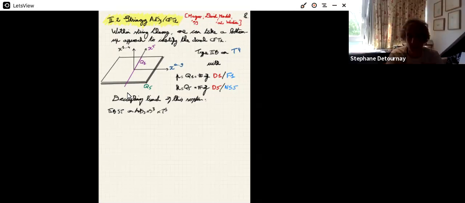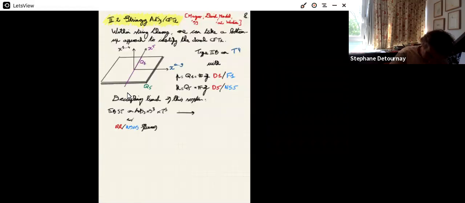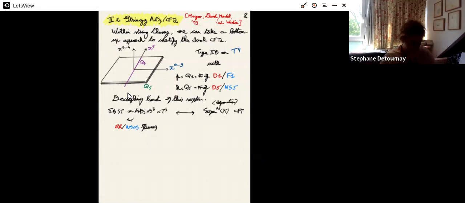And depending on whether you have D1, D5, or F1 and NS5, you will have different fluxes. So in the D1, D5 case, you will have Ramond-Ramond fluxes, or in the case of the NS5, you will have Neveu-Schwarz fluxes. And this is dual to some particular type of CFT, which is actually called a symmetric product orbifold CFT, or more precisely, some marginal deformation thereof.